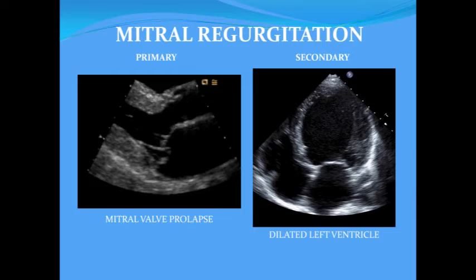Mitral regurgitation is divided into 2 categories, primary and secondary. In primary mitral regurgitation, pathology of one or more components of the valve apparatus causes incompetence. Mitral valve prolapse is the most common cause of primary mitral regurgitation in developed countries. Listen once again to the murmur of mitral valve prolapse.